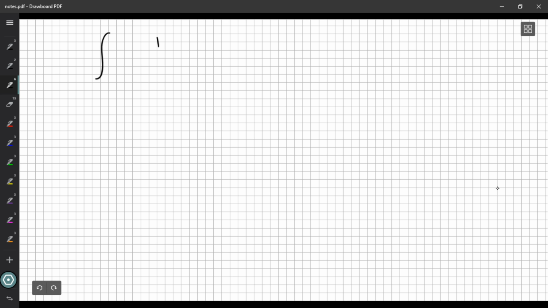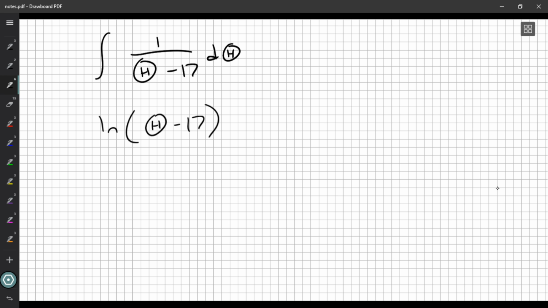So notice over here we've got, on the left, 1 over theta minus 17 d theta. Now, the derivative of theta minus 17 with respect to theta is just 1. This is a classic situation where we can replace this with ln. So integrating this, we just get ln. And then over on the other side, what have we got? k dt, kt plus a constant.